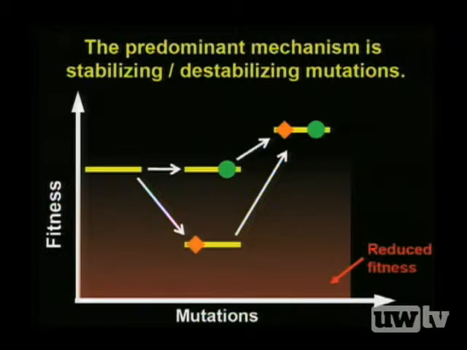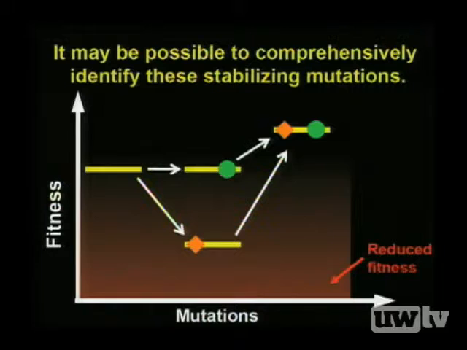I've shown you that the dominant mechanism here is actually something that we can understand and measure in the lab. It's stabilizing mutations and destabilizing mutations, which is something that in principle and in practice can be measured. And then I've shown you that because those experiments are hard to do, we have preliminary data that suggests it may be possible to comprehensively identify what are the stabilizing and destabilizing mutations without doing quite as much experimental work as went into what I've described here.